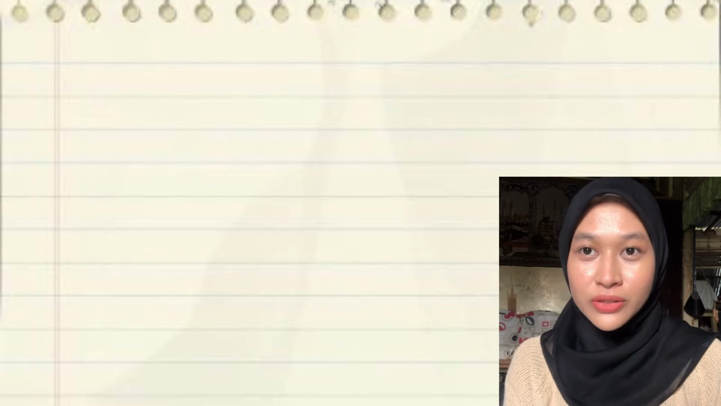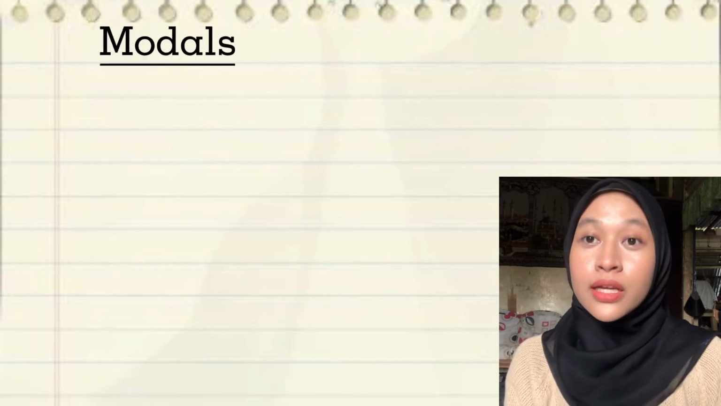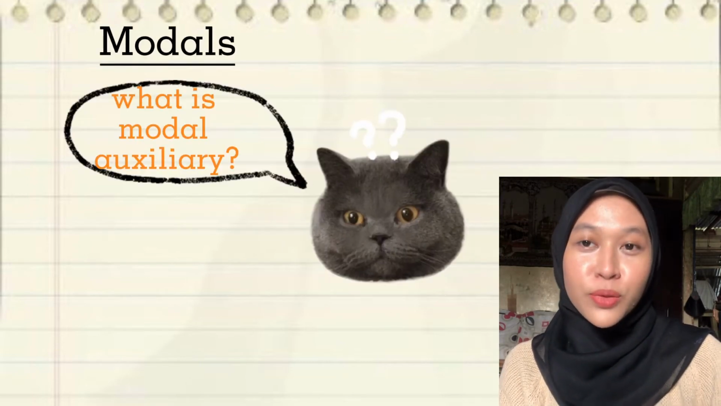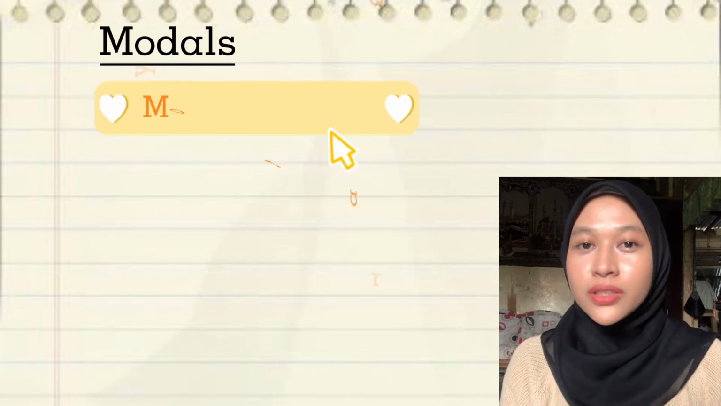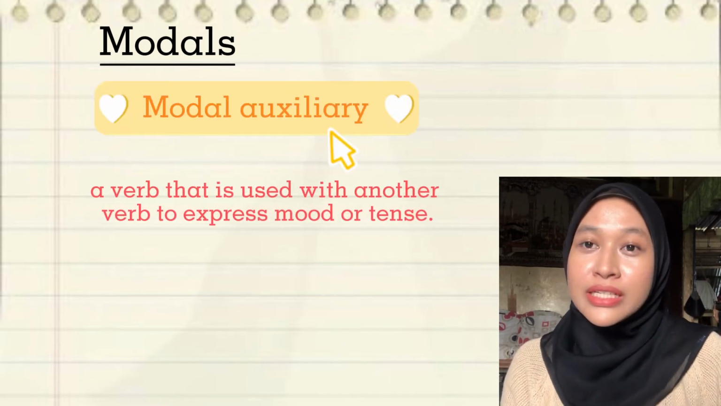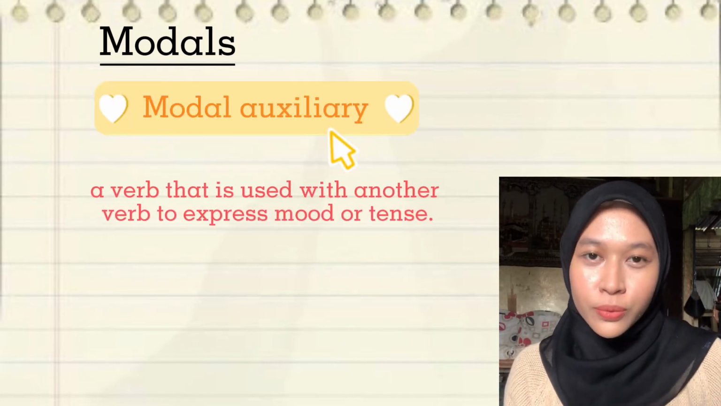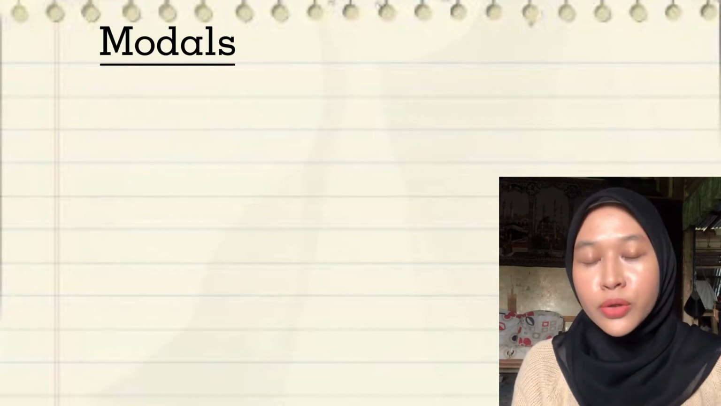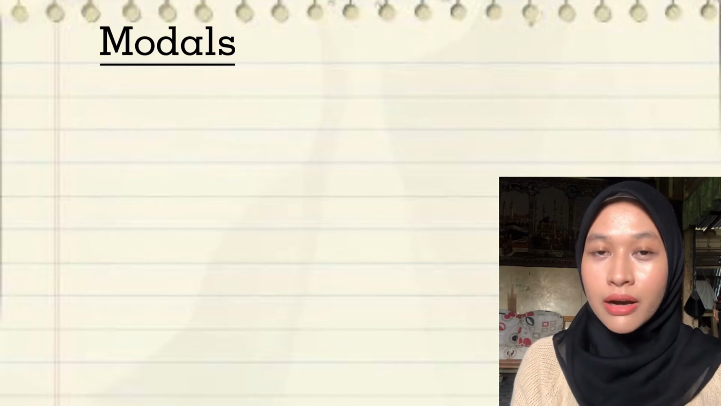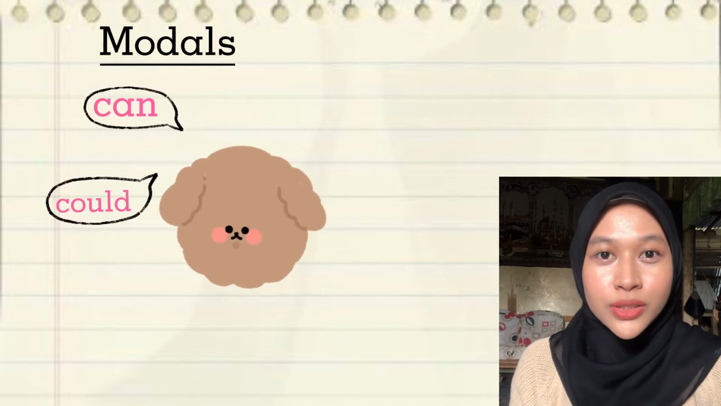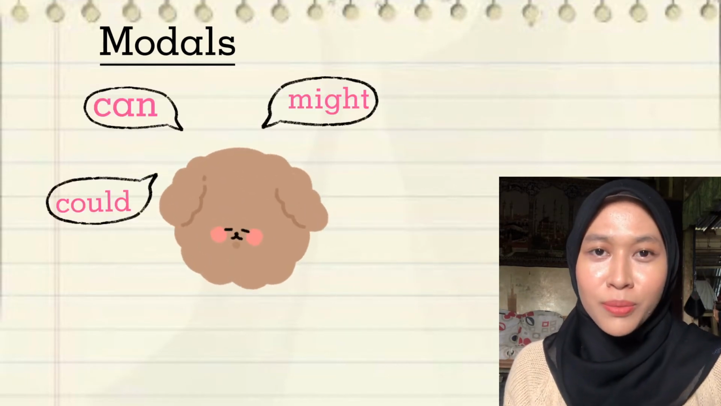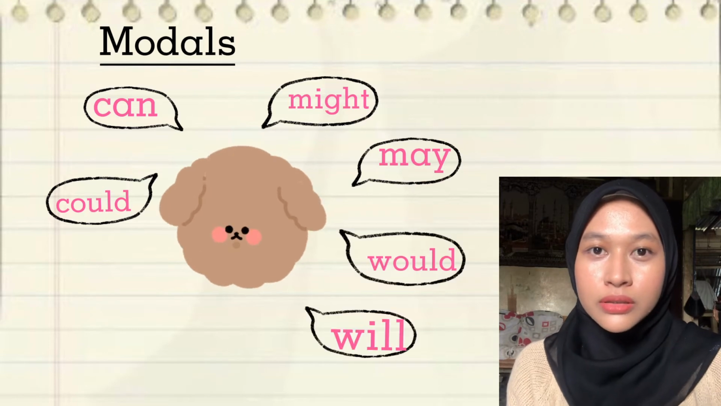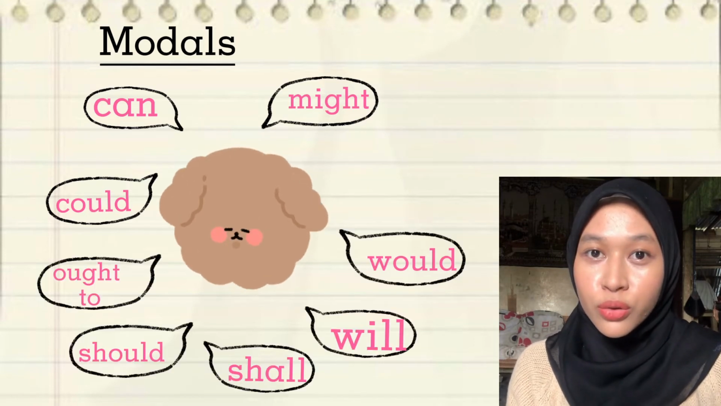Today we are going to talk about modals. So what is a modal auxiliary? A modal auxiliary is a verb that is used with another verb to express mood or tense. Some common examples of modals are can, could, might, may, would, will, shall, should, ought to.